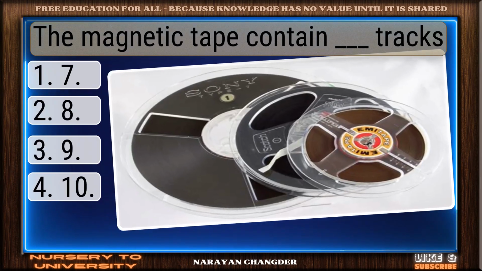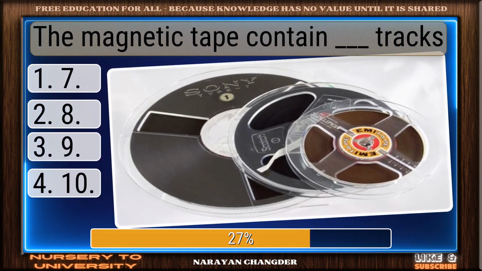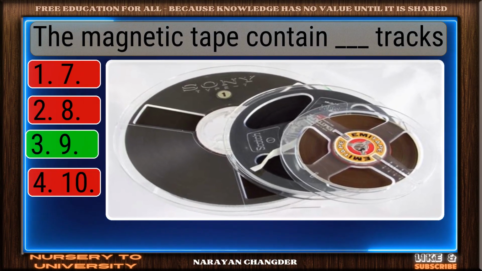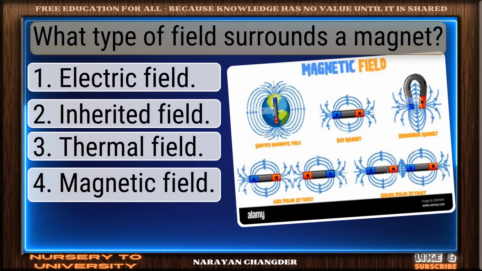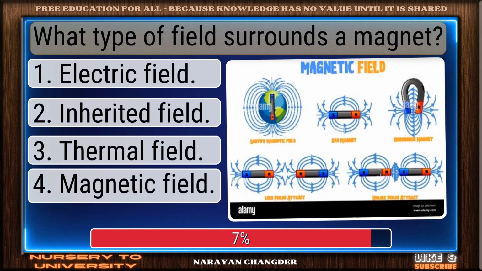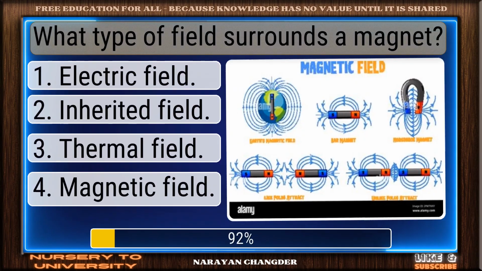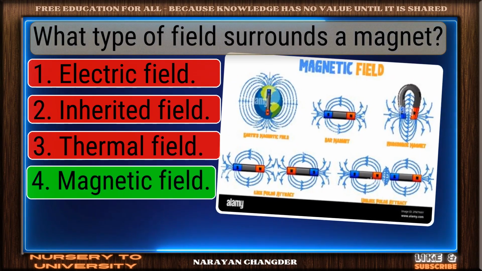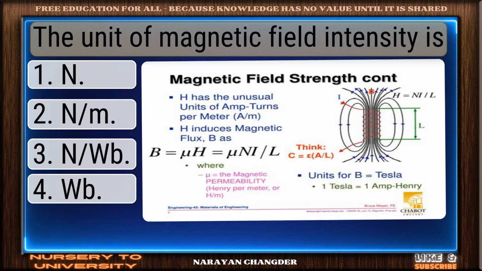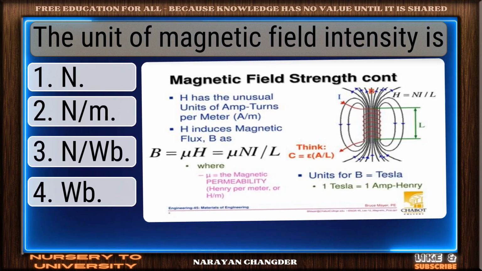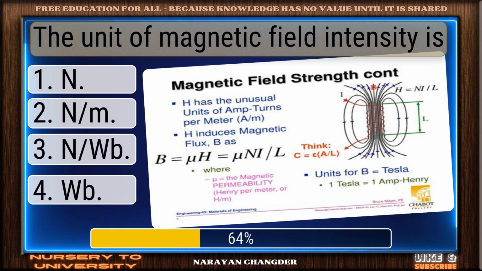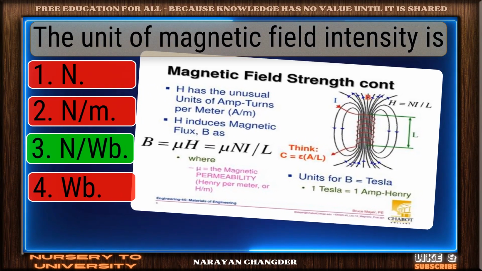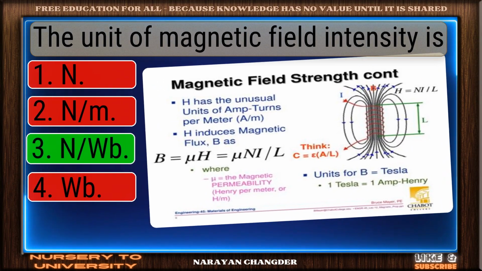The magnetic tape contained dash tracks. Smart move. 9 is an accurate answer. What type of field surrounds a magnet? Nice work. You chose magnetic field, and it is correct. The unit of magnetic field intensity is? Clear logic. Your choice, N/Wb, is sound and 100% true.